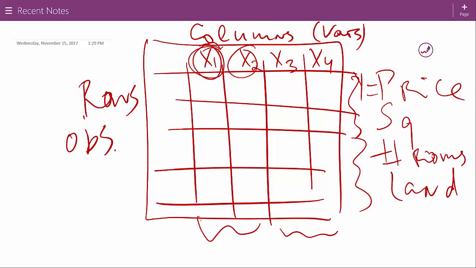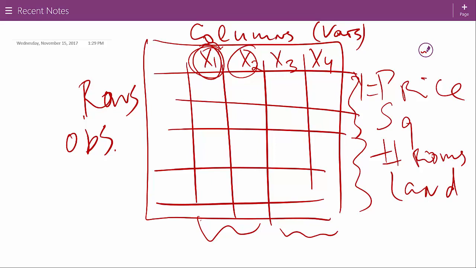Do you expect them to be highly correlated or not so highly correlated? Highly correlated, right? Why? Because if you have a large house, what does that imply about number of rooms? A lot, right? If you have a large house, what does that imply about the land? A lot of land, right? So these things probably go together. So there should be a high correlation between them.